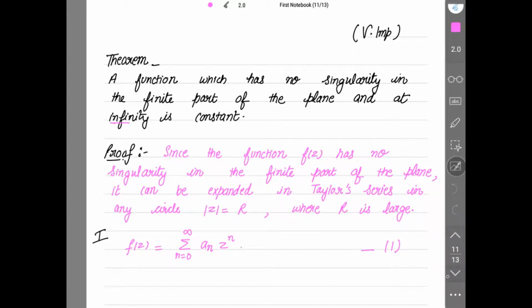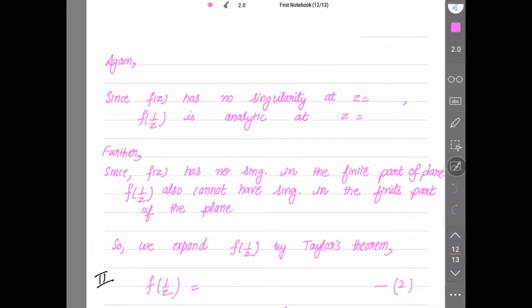which means f(z) has no singularity at z equal to infinity, which means, right now we have just read the remark, can I say f of 1 by z is analytic at z equal to 0? See, f(z) has no singularity at z equal to infinity. f of 1 by z has no singularity at z equal to 0. No singularity means the function is analytic. So f of 1 by z is analytic at z equal to 0. Clear?